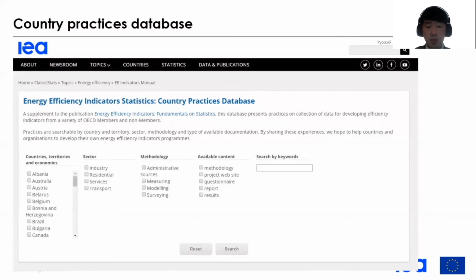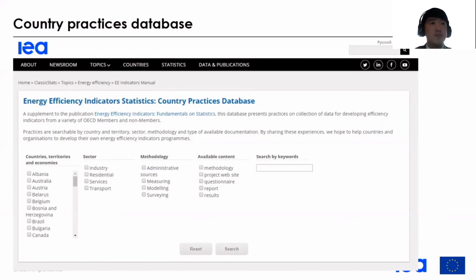This database is quite useful for countries which are just starting to think about how they will collect end use data. They have the four different sectors and different methodologies, for example, administrative sources, measuring, modeling, survey. So you can choose the sector and methodology, or just choose a sector, or just search. Then you will see how other countries have done it before. Also, we are very happy to receive your own experience in case you have any experience on data collection. So feel free to contact us.